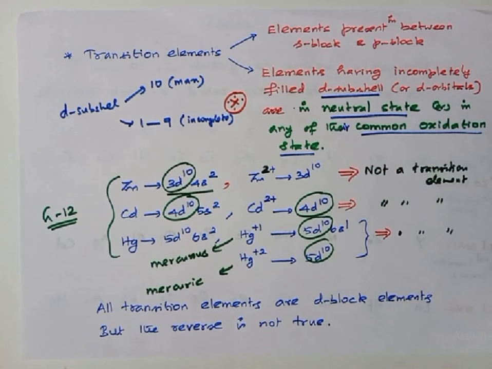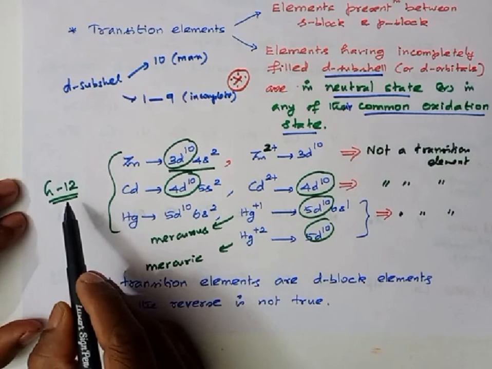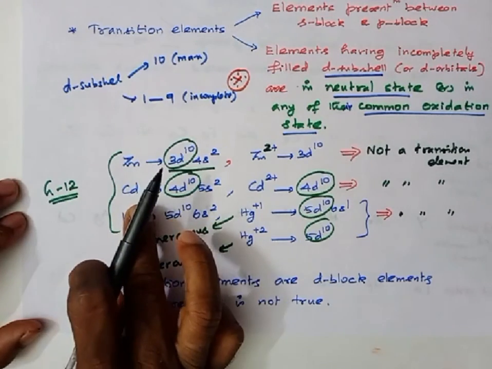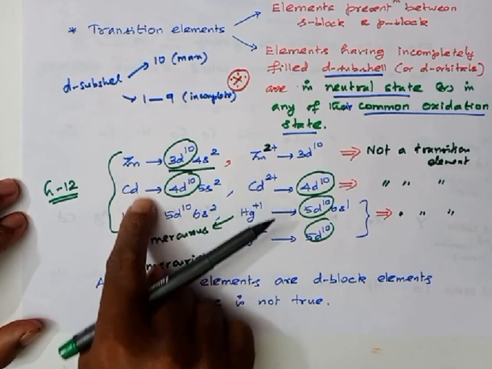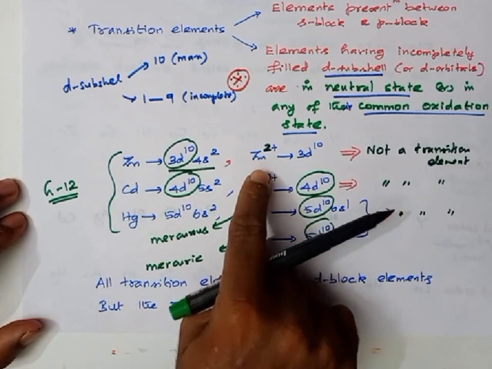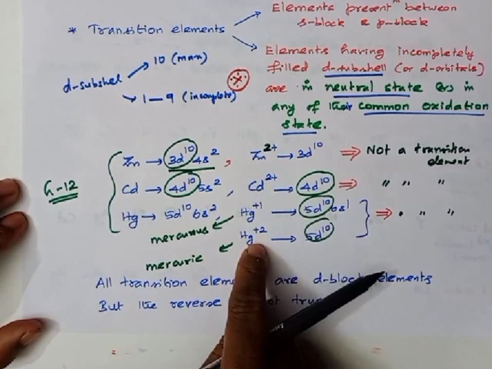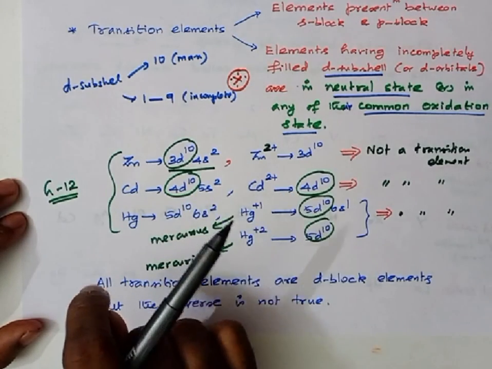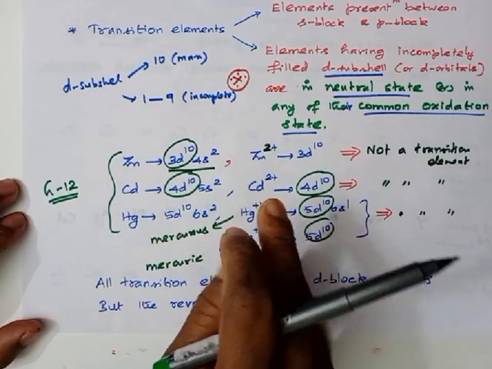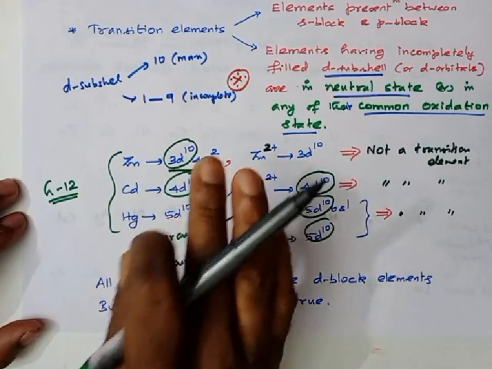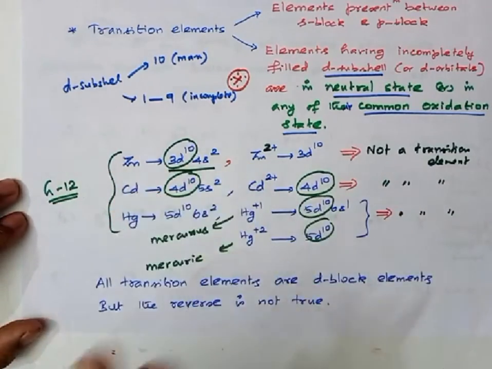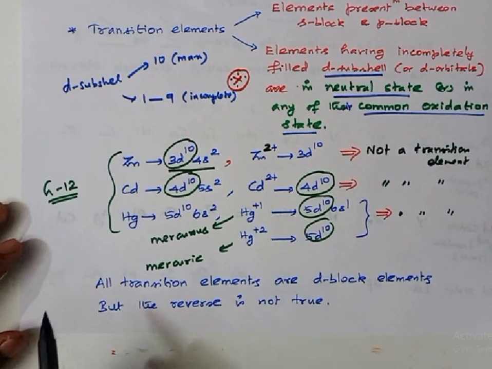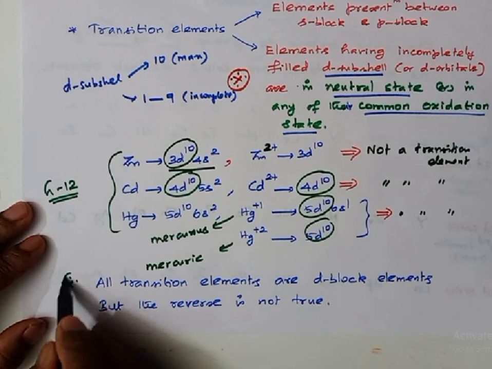Is this point clear, student? So group number 12, we have these elements zinc, cadmium, mercury, and these elements in the neutral state or in their common oxidation state, they have a fully filled d subshell. Since the d subshell is fully filled, these elements are not considered as transition elements. They are not transition elements. They are just d block elements.